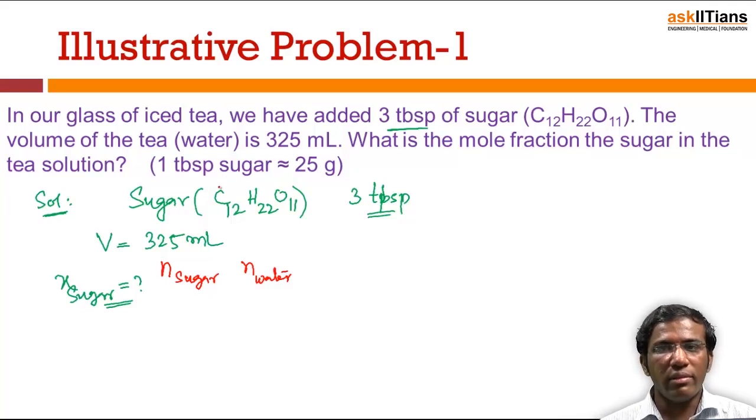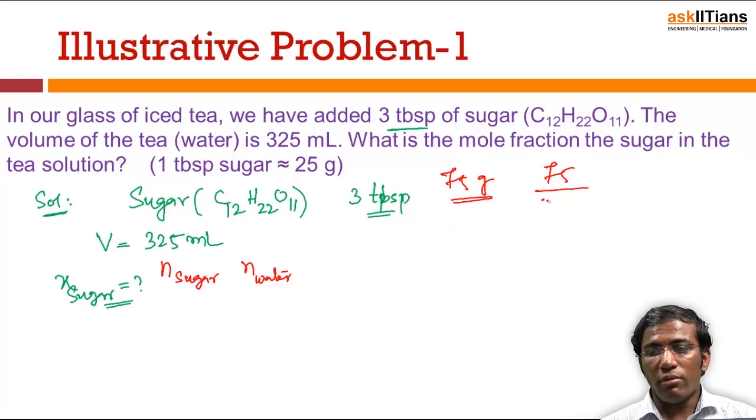Here one piece of information is given: 1 tablespoon of sugar is approximately 25 grams. So we added 3 tablespoons, that is 75 grams of solute. So the number of moles of solute we can calculate, right? That is 75 divided by the molecular weight of sugar. If you calculate, it comes to around 342. So the number of moles of sugar we got is 0.219.